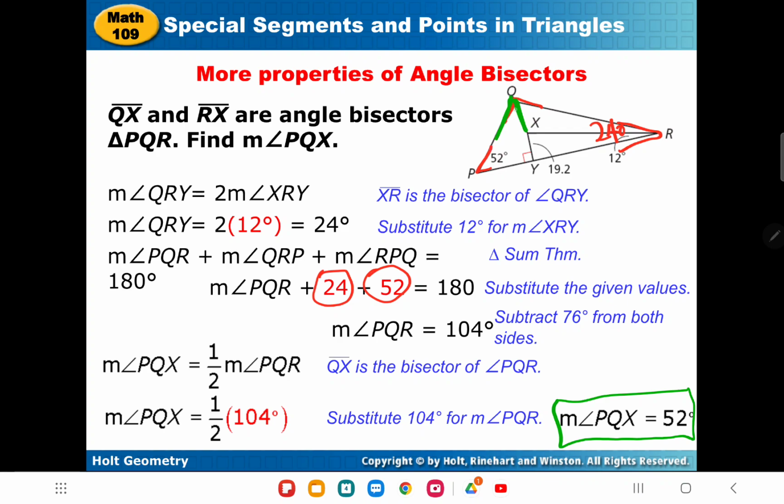Now you may be asking yourself, hey, what's going on here? It looks like this triangle adds up to more than 180 degrees. If I erase a little bit, you can see that this is not actually a straight line, and this is a quadrilateral PQXY. So that's not actually a triangle. It is okay for PQX to be 52 degrees.